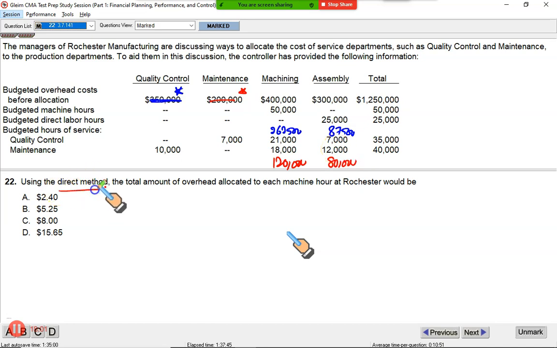So under the direct method, the total amount of overhead allocated to each machine hour at Rochester. Now this is the machine hour. Machining department uses machine hours. Now look at this. Machining department has its own cost of $400,000. It carries $262,500 from quality control, given in blue.